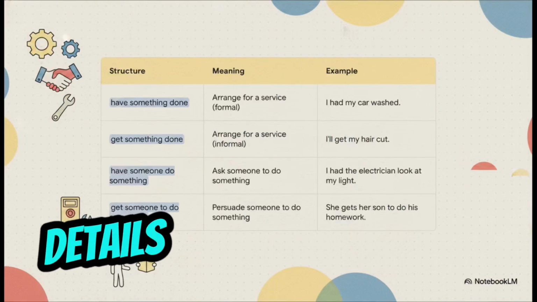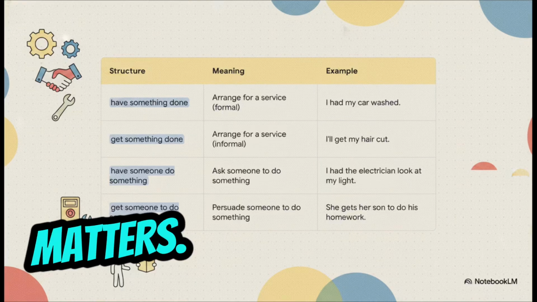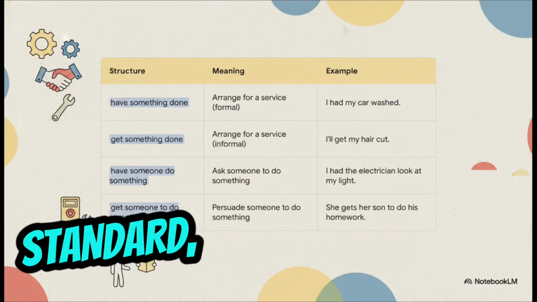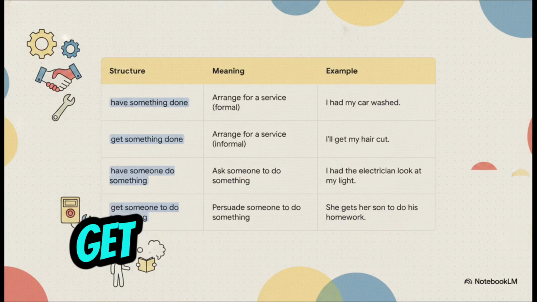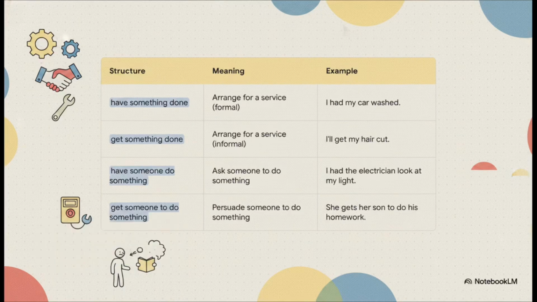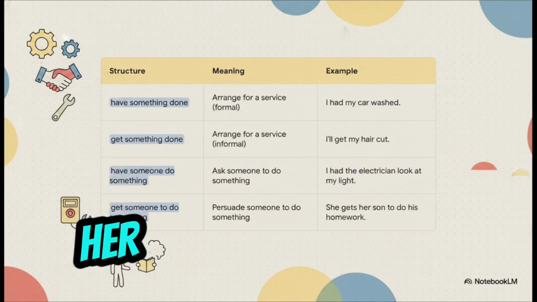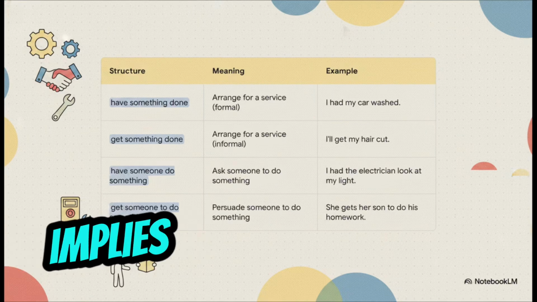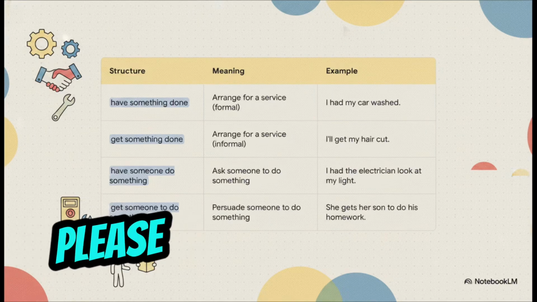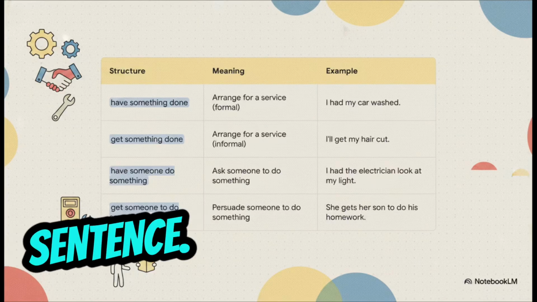Okay, but let's dig into the details here, because the verb you choose really matters. Have something done is the standard, maybe a little more formal. Get something done is a bit more casual. But notice what happens when you name the person. I had the electrician look at the light as a simple instruction. But she gets her son to do his homework. That implies persuasion. You can almost hear the "please do your homework" in that sentence.